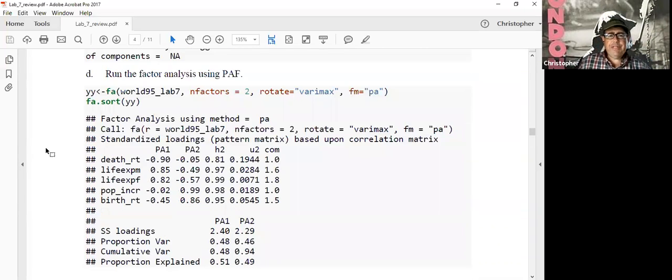We can see with this analysis, we get similar findings. We've got the death stuff on the first factor. We got the life stuff highly loading on the second factor. One piece of information here that highlights some of the differences between components and factors. We can see that H2 values are a bit smaller, especially for death rate. I think death rate was like about 0.98 or 0.99 in the components analysis, but here it's 0.81.